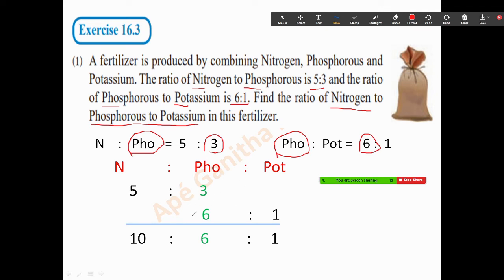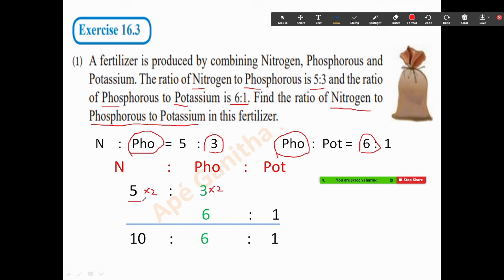So you want to make it 6 here. Already 6 is in the second ratio, so no need to multiply that ratio. You can keep 6 to 1 in the same way. But here 3 is not 6, so you have to convert that into 6. 3 into 2 is 6. Can you keep it this way? You can't, because the whole ratio should be multiplied. Both left and right should be multiplied in the same ratio, so I will multiply this one also by 2.